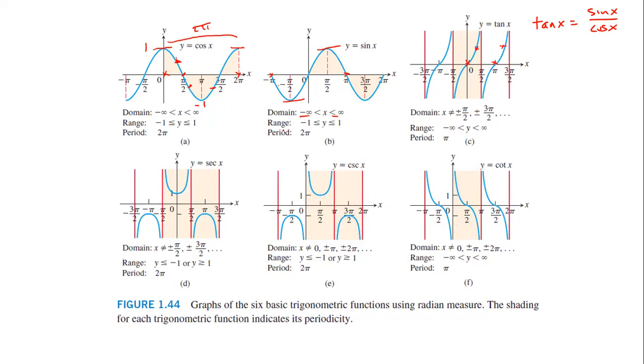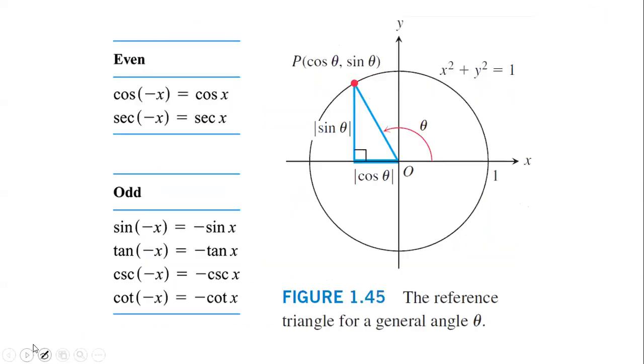Pretty much in the same manner, you can just exclude pi over 2, and over here exclude 0 and pi and 2 pi, 3 pi, 4 pi. And over here, you exclude 0, pi, 2 pi, 3 pi, and so on. Okay, so let's just go through this real quickly.